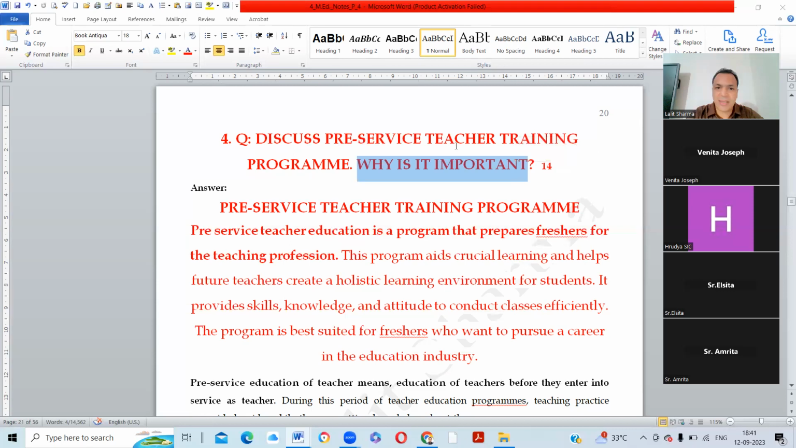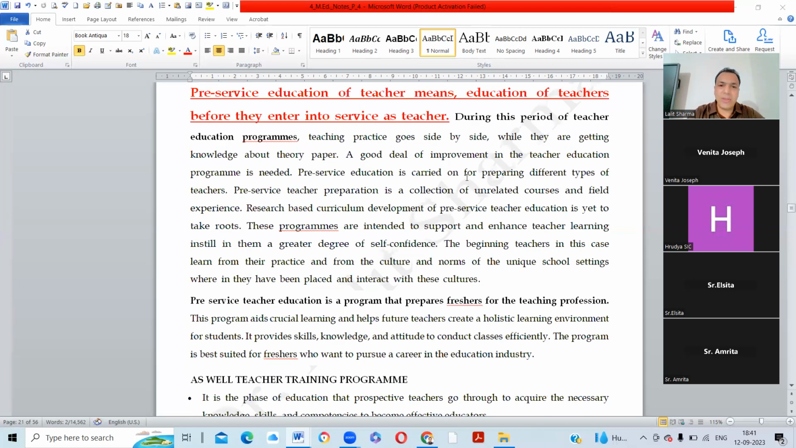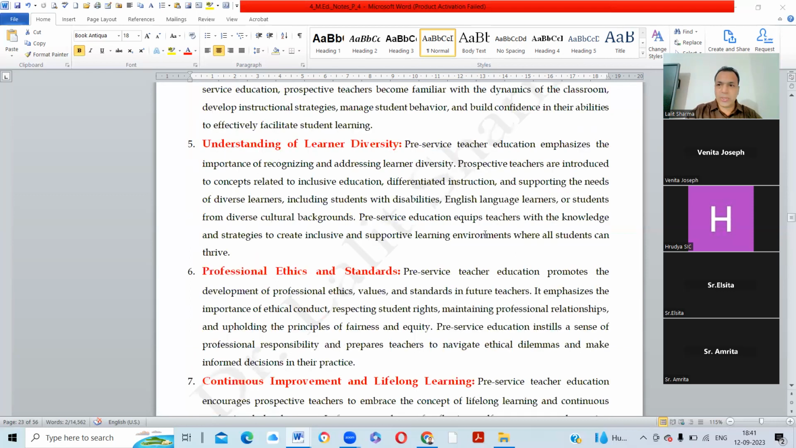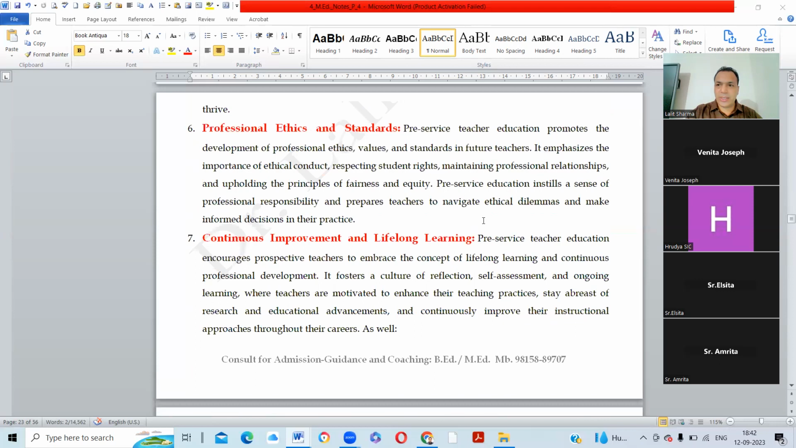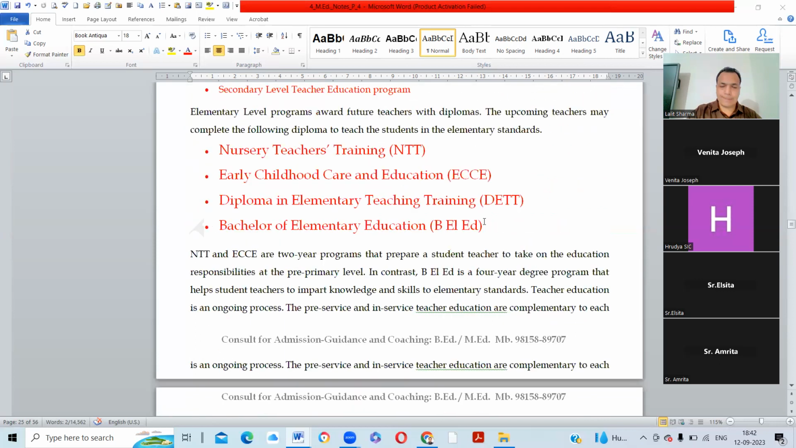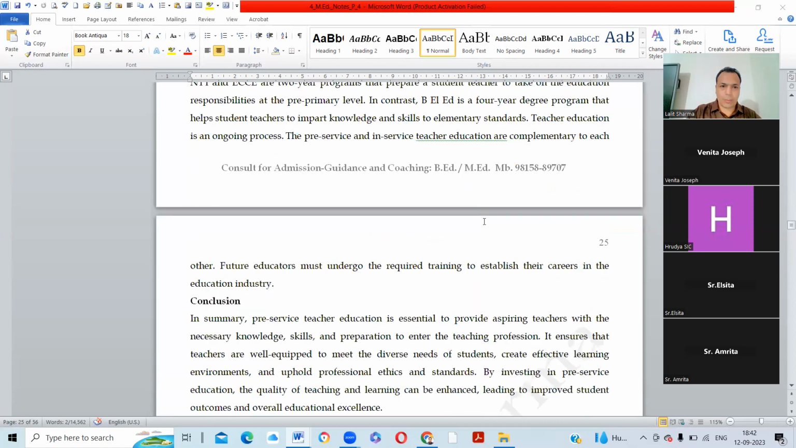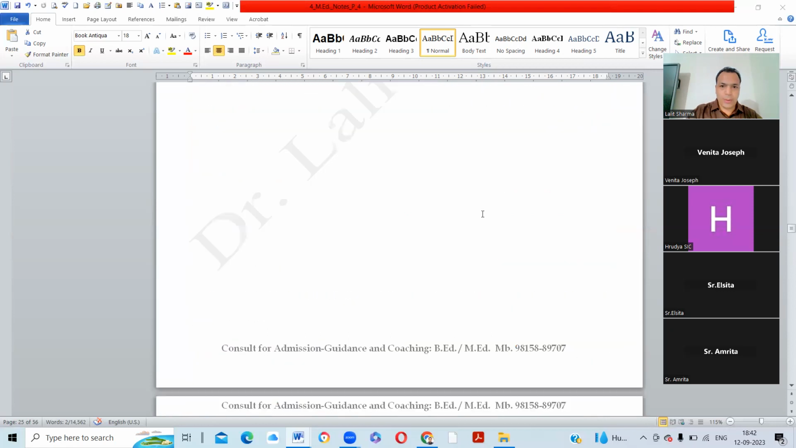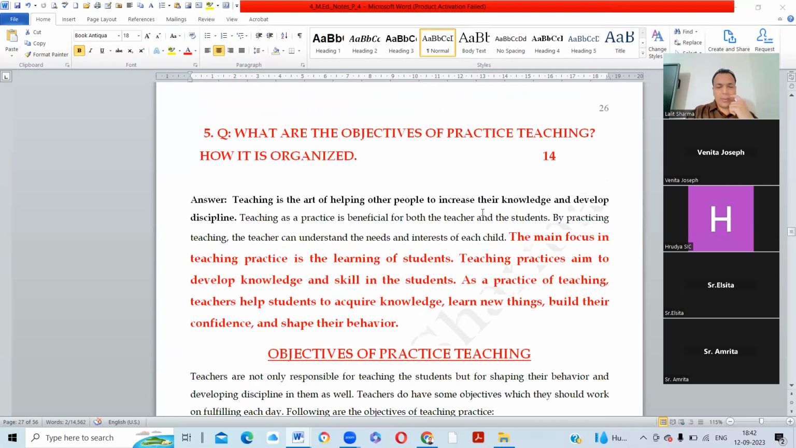So the concept is clear, so you can write by yourself easily, right, guys? So here already I have given you the notes also, right? So next question is, ये देखिए courses, ECCE, diploma in elementary teaching or bachelor of education. Okay, next question, which came in the last paper: what are the objectives of practice teaching? How is it organized? So practice teaching, you know that, I have already explained in the starting.